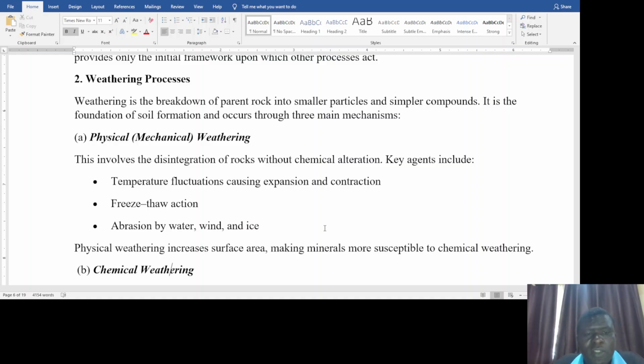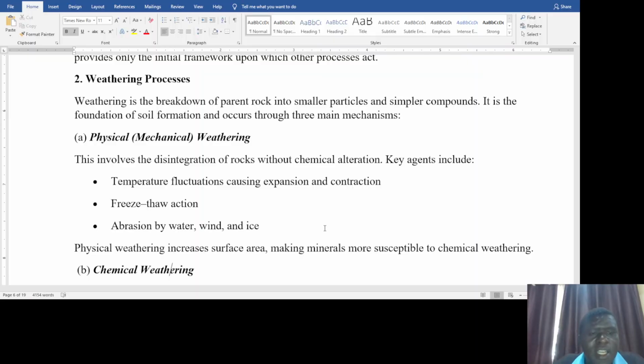Freeze-thaw action, this refers to the water that settles in the crevices and seams around rocks, and when water freezes it expands, from the anomalous expansion of water, you understand this concept, and when it thaws, it contracts in volume, and so the alternate expansion and contraction of water in the freeze-thaw action leads to tremendous force in the breakdown of rocks.